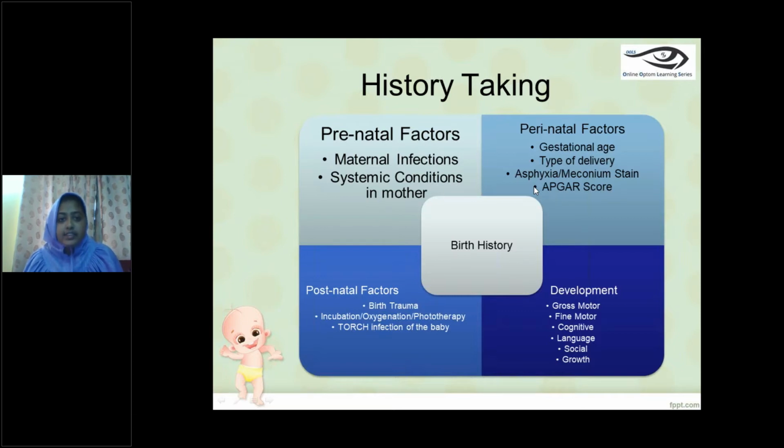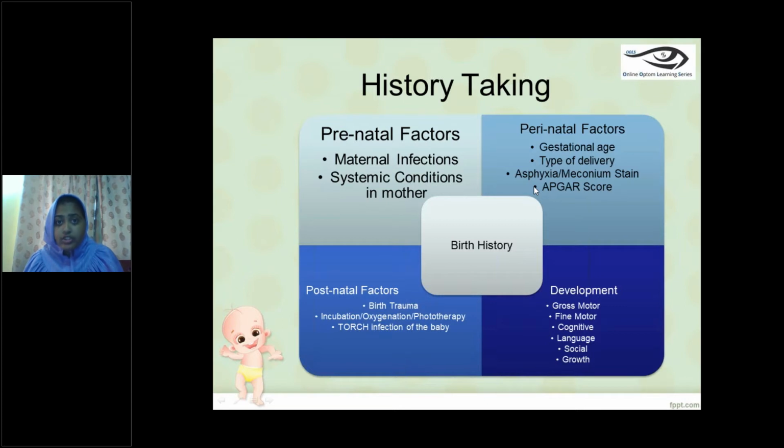So the prenatal factors. The prenatal period is the period before delivery, so the entire pregnancy period. So here the mother's history is very important. We have to ask the mother if she had any infections, especially the TORCH infections.